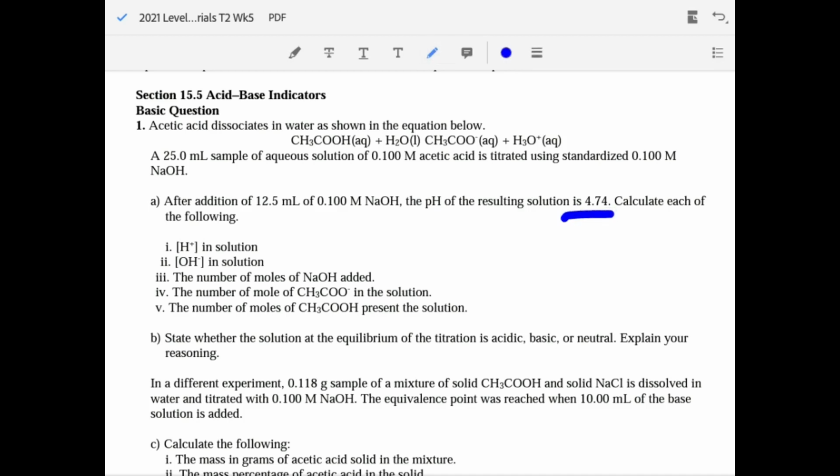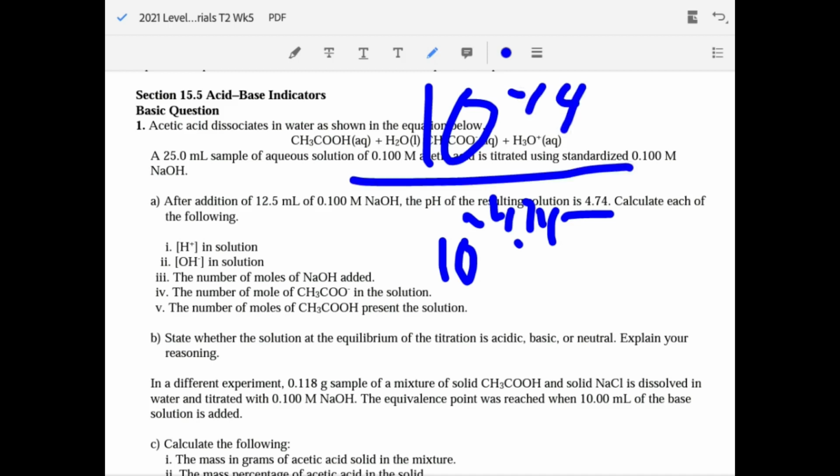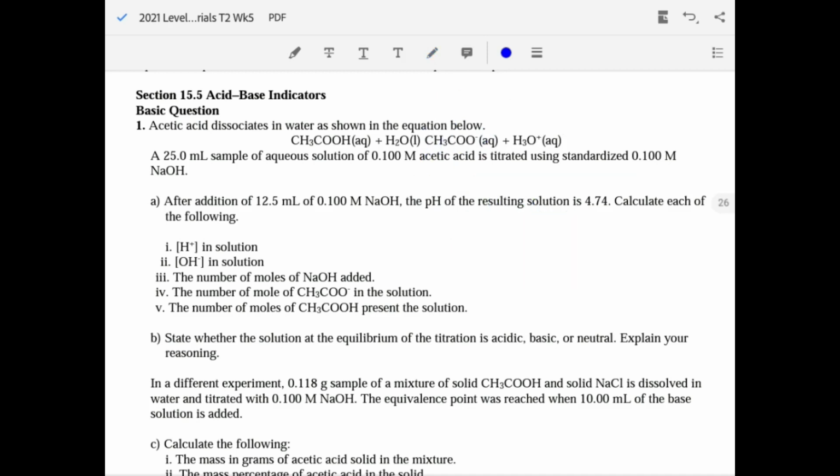So pH is 4.74, so H plus is 10 power minus 4.74. Put it in your calculator, minus 4.74, and you get 1.8 times 10 power minus 5. That's H plus. And then to get OH minus, you just do 10 power minus 14 over that, and you should get 5.56 times 10 power minus 10.